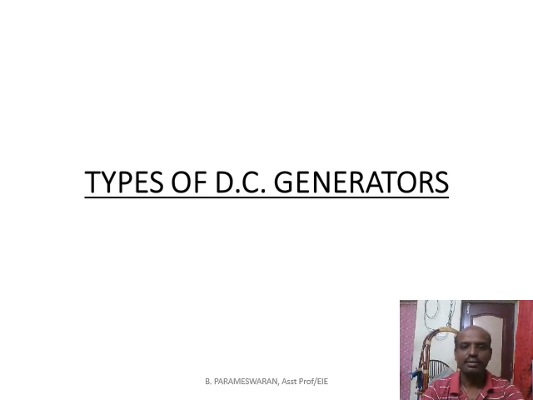Today we are going to see the topic types of DC generator from Unit 2. The subject is basic electrical and electronics engineering. A generator is nothing but a device that converts mechanical energy into electrical energy.